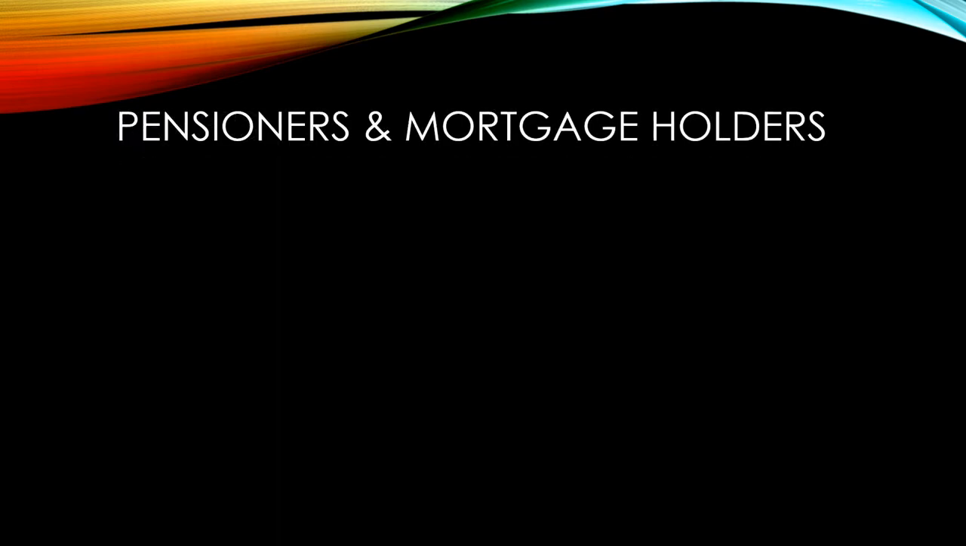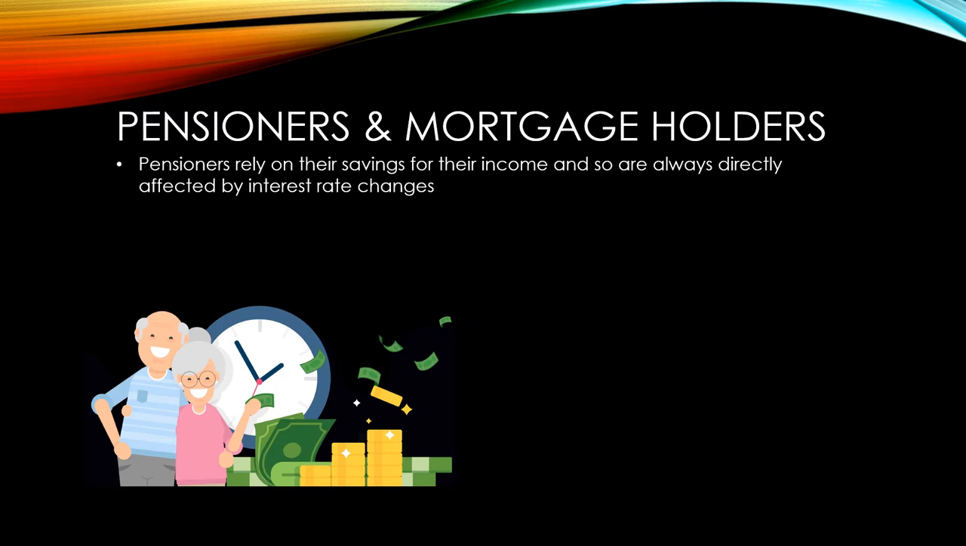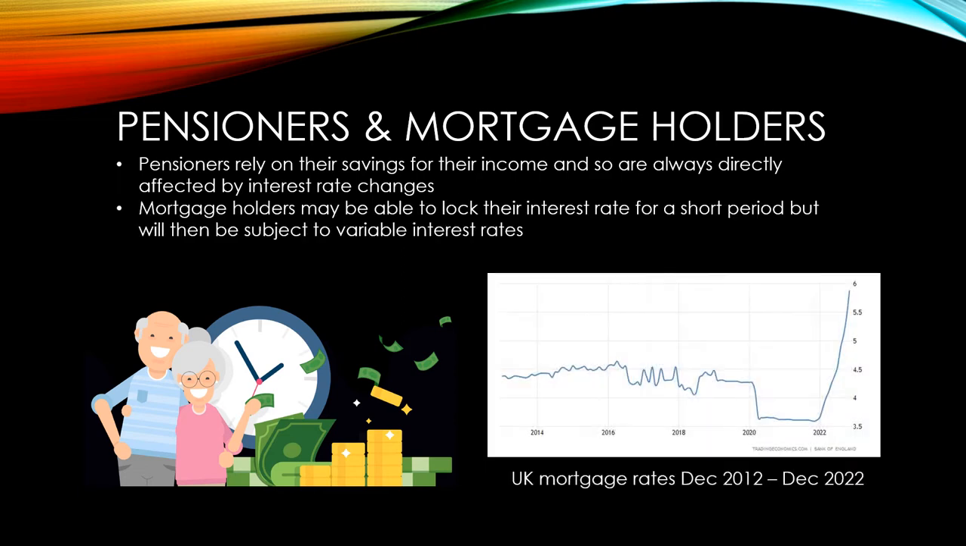Pensioners rely on their savings for their income, so they're always directly affected by interest rate changes. Mortgage holders may be able to lock in their interest rate for a short period, but then they will be subject to variable interest rates. 37.5% of the UK population have a mortgage. So, if you get asked to evaluate the effects of monetary policy on consumers, you might discuss the fact that different consumers will be affected to a different degree.